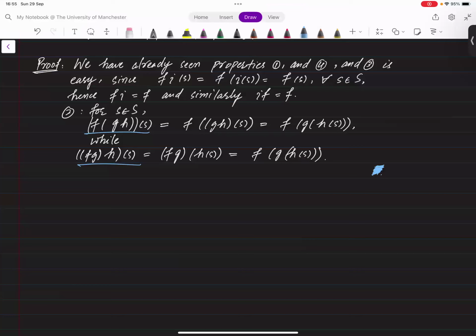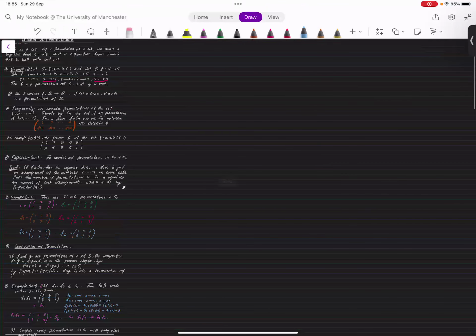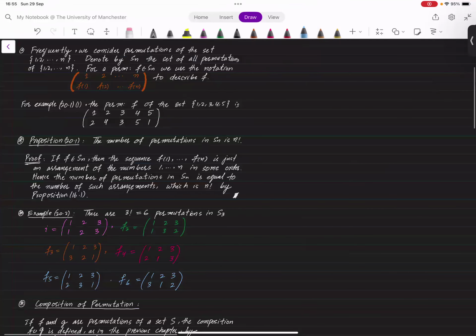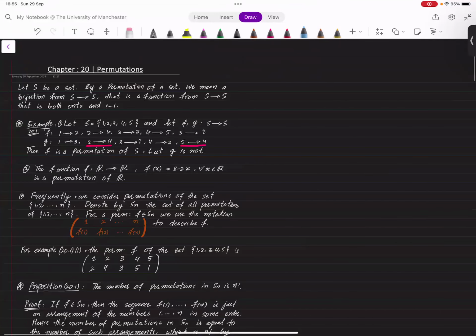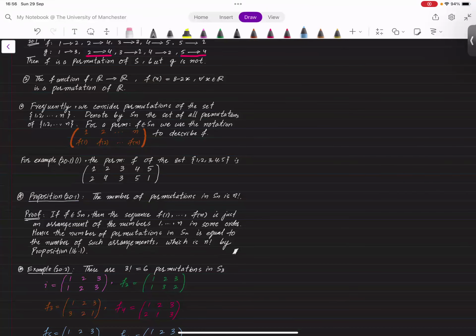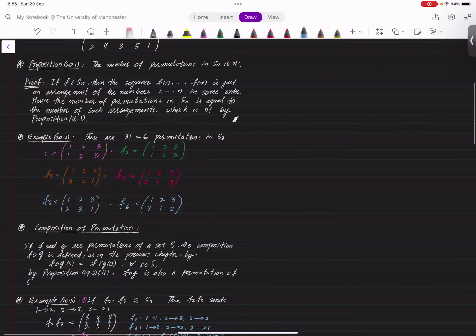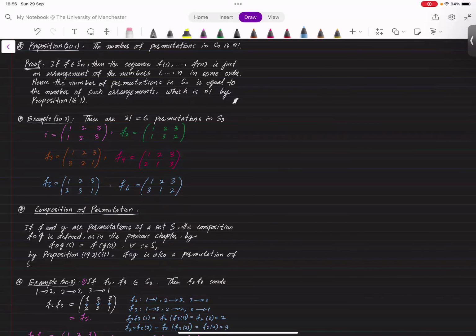So we are doing chapter number 20, permutations. In the previous lecture, we defined that a permutation is a bijective function. Then we defined some properties, and how these permutations behave as bijective functions. Then we said that the number of permutations for a set which has n elements is n factorial. We proved that, and we gave some examples.